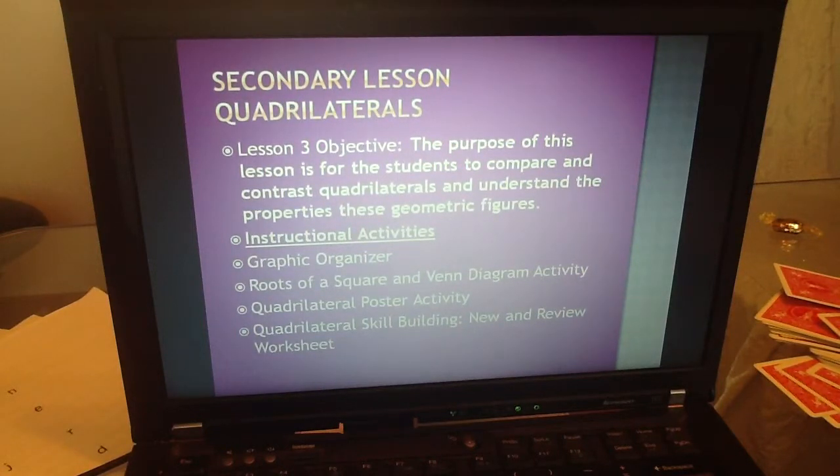In Lesson 3, the teacher and the students reviewed the final graphic organizer for the unit. The students then read the Roots of a Square story and completed the family tree for quadrilaterals. They worked independently on this assignment and they used their graphic organizers and assistance from the teacher for support. The students then completed the Venn diagram activity to show the relationships in the quadrilateral family.